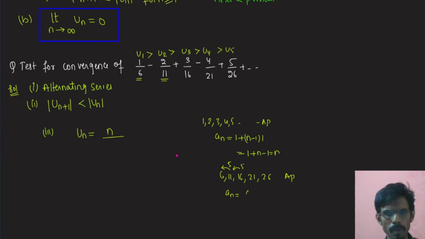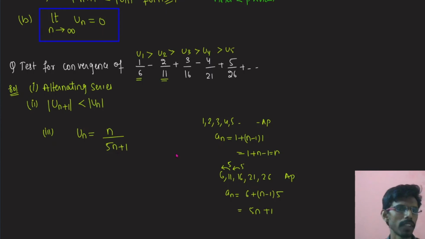So it is also in arithmetic progression. General term an is 6 plus n minus 1 into d. d is 5, common difference. So it will become 5n plus 1. 6 minus 5 will be 1. So in denominator we have 5n plus 1. This is the general term. Now take n common from denominator. We have 5 plus 1 by n. So this n will get cancelled. We have un is equals to 1 upon 5 plus 1 by n.